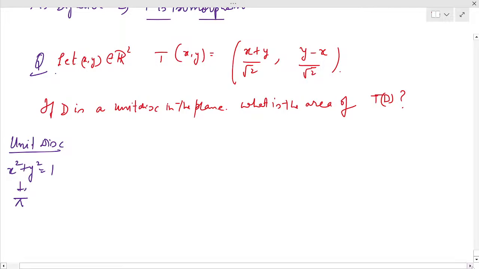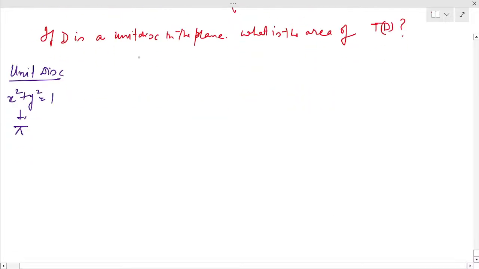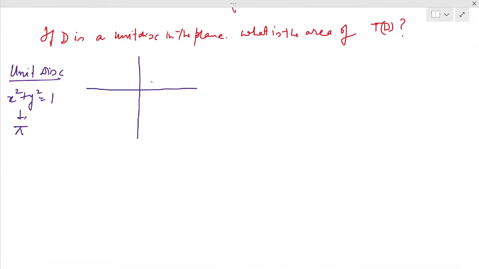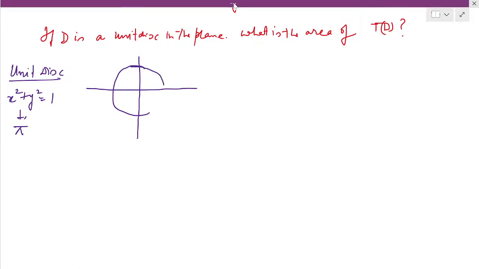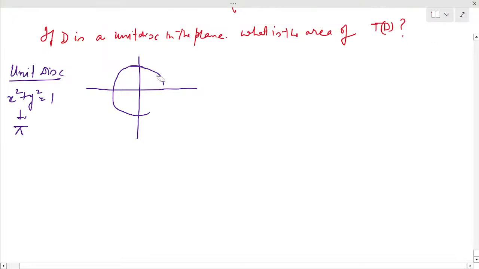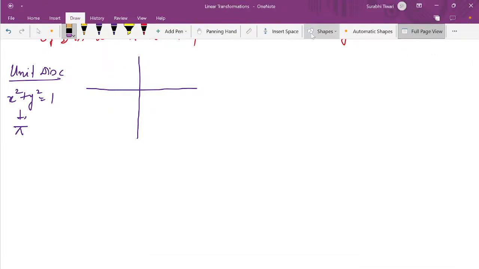Let me help you out. If this is your space D, where you have a unit disk, unit disk means what? You have a circle here.